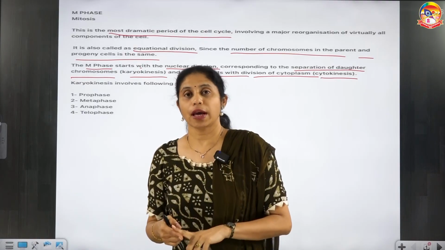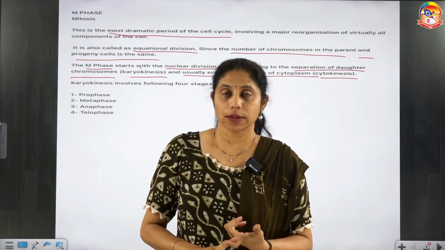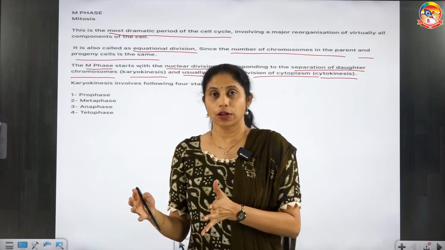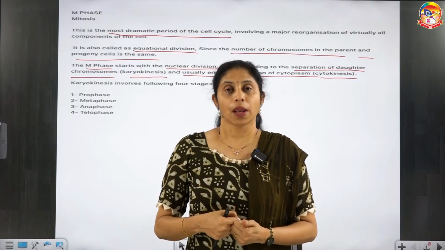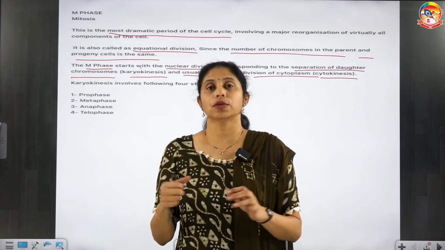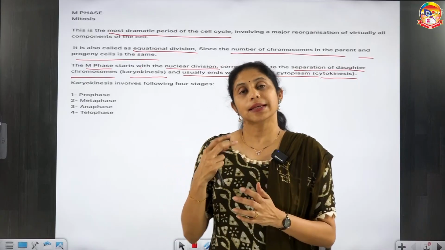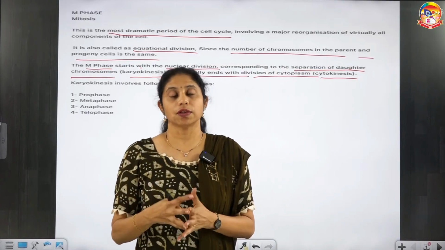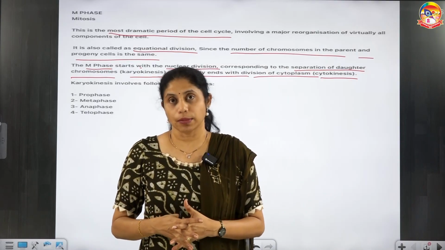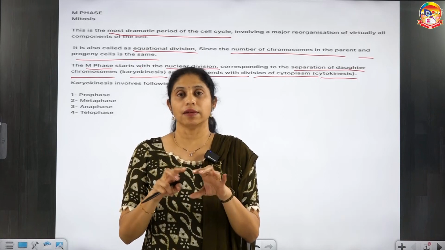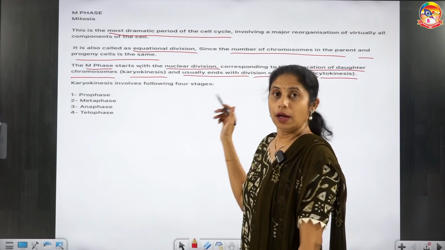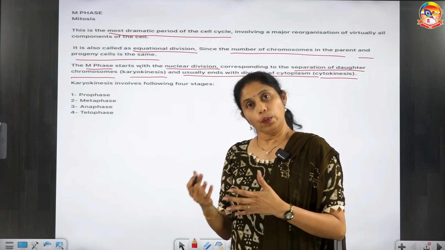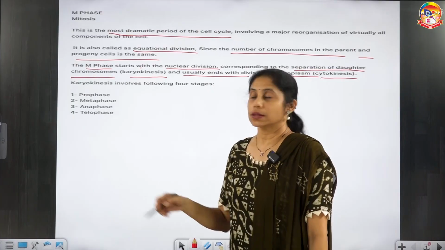M phase has the first step called karyokinesis, which is nothing but nuclear division. One parent nucleus divides into two daughter nuclei, and in that the chromosomes also are getting separated. The second step is called cytokinesis, which is nothing but division of cytoplasm, where one parent cell is dividing into two daughter cells. That is going to happen here. Let us first begin with the karyokinesis.